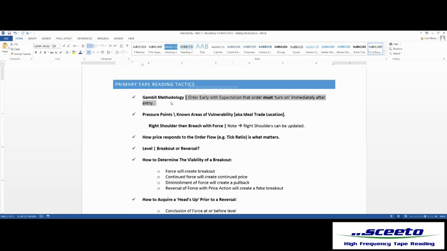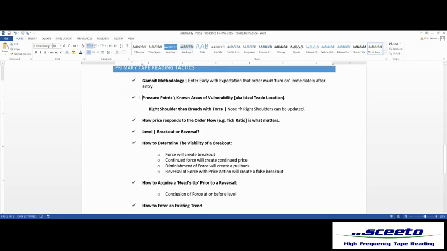We'll look at this specifically over and over again today. Pressure points, this is what we're going to spend most of the time on today. Known areas of vulnerability. You can think of it as the ideal trade location. I think a lot of people know me, I trade the right shoulder. We're going to talk about the breach with force and how MacDaddy comes into it. This is how we're going to tie a bow on this today, with MacDaddy right in here.